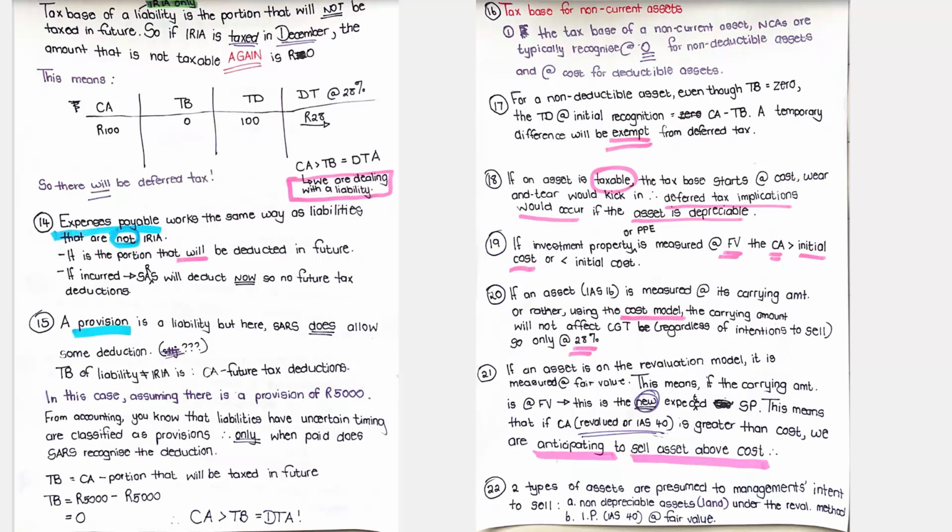the new carrying amount is greater than the original carried amount that you purchased it at, SARS anticipates you to sell this asset at above cost, and deferred tax is at CGT purposes, which is 80% multiplied by 27%, and that would be your deferred tax movement. And yeah, two types of assets are presumed to sell, presumed as an intention to sell, which is a non-depreciable asset like land under the revaluation model, or investment property at fair value.